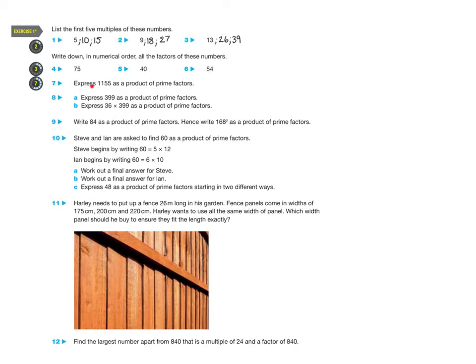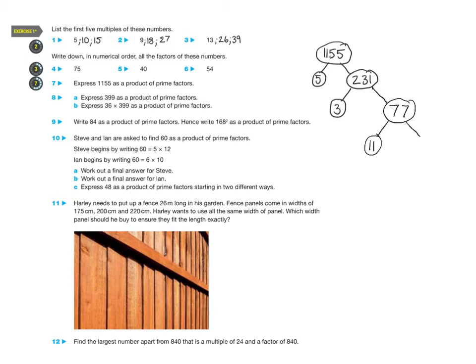Question 7 asks us to express 1155 as a product of its prime factors. And you can use the ladder method or the tree method. I am personally going to use the tree method over here. And if I divide 1155 by 5, I'm going to get that over there. And now I'm dividing by 3 to get 77, and after that I'll divide by 11 to get 7.